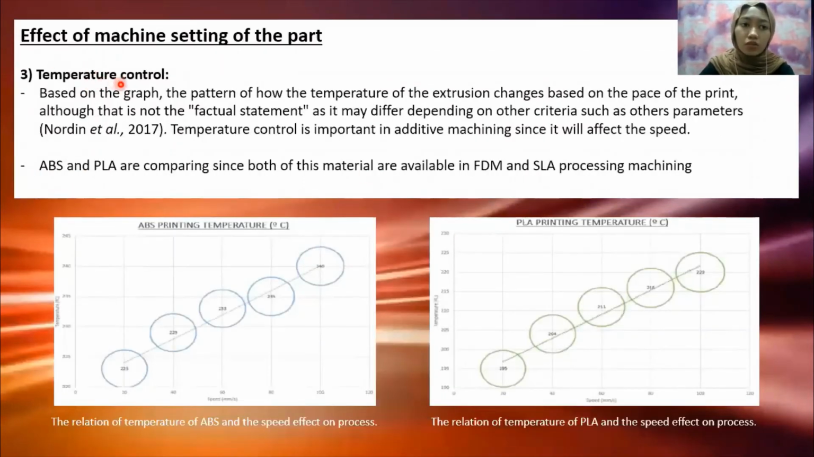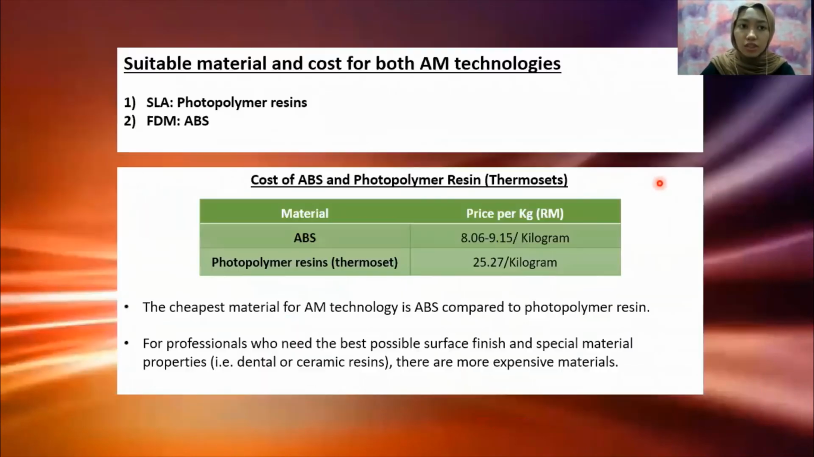Third, temperature control. Based on the graph, this shows the pattern of how the temperature of the extrusion changes based on the pace of the print. Although that is not a factual statement, as it may differ depending on other parameters. Temperature control is important in additive manufacturing since it will affect the speed. ABS and PLA are compared since both of these materials are available in FDM and SLA machines.